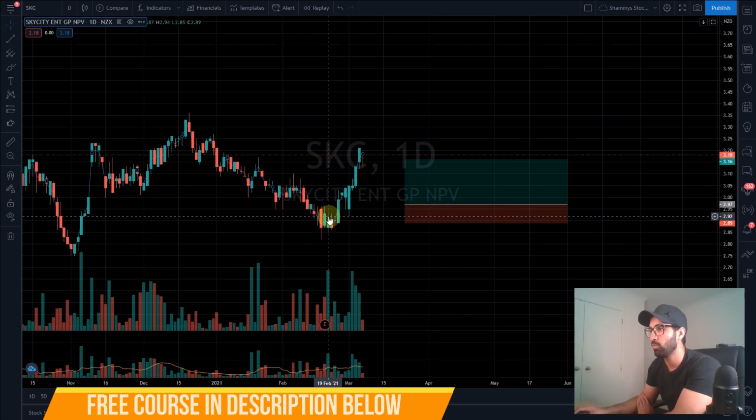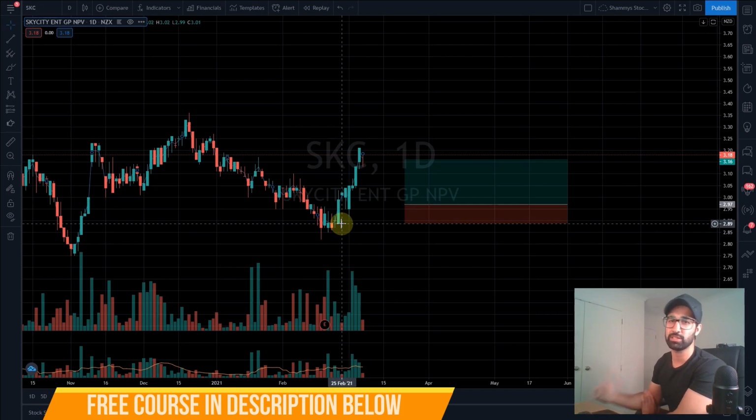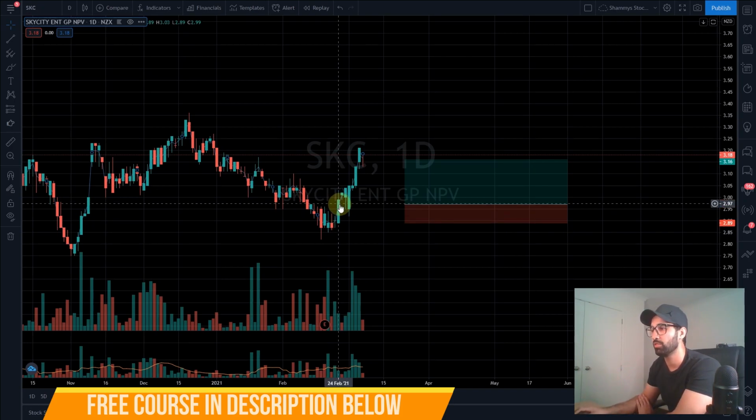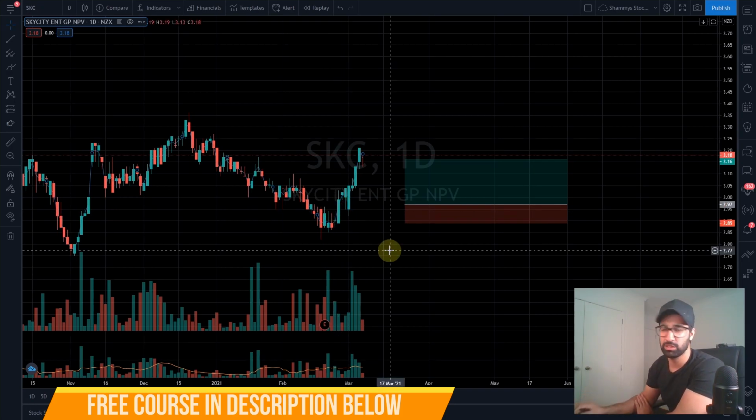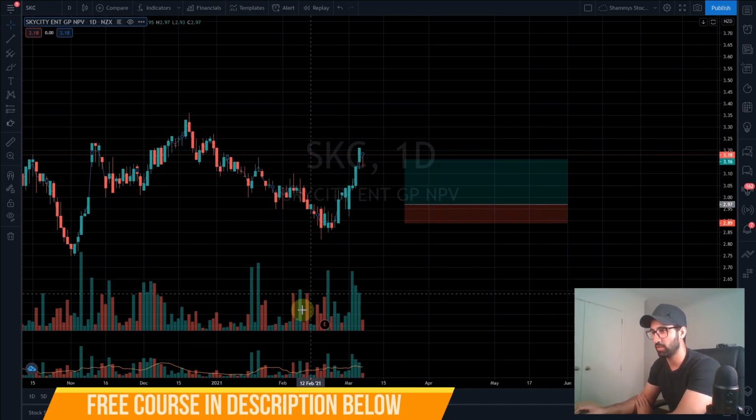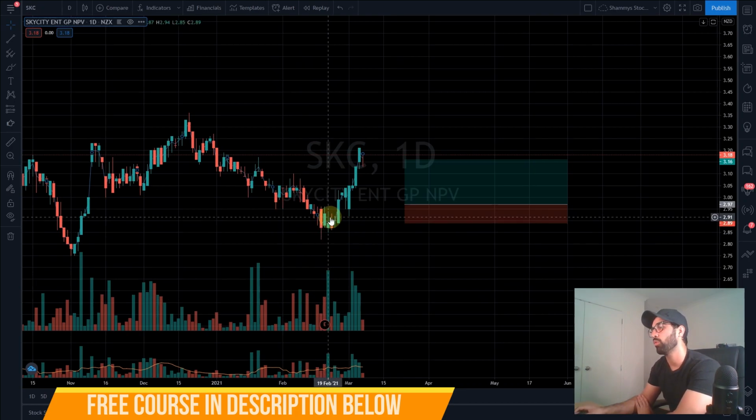We had one day pass, two days pass, three days pass, and all of a sudden on the fourth day, we saw a sudden thrust in an upwards direction. We saw this long green candle here. My thought process was that it's had a recent earnings announcement, and this can actually keep continuing higher.